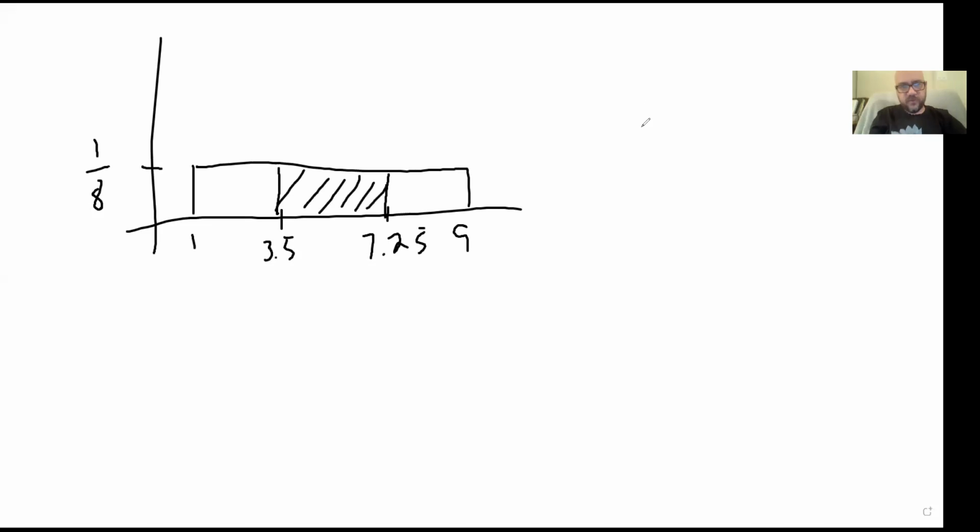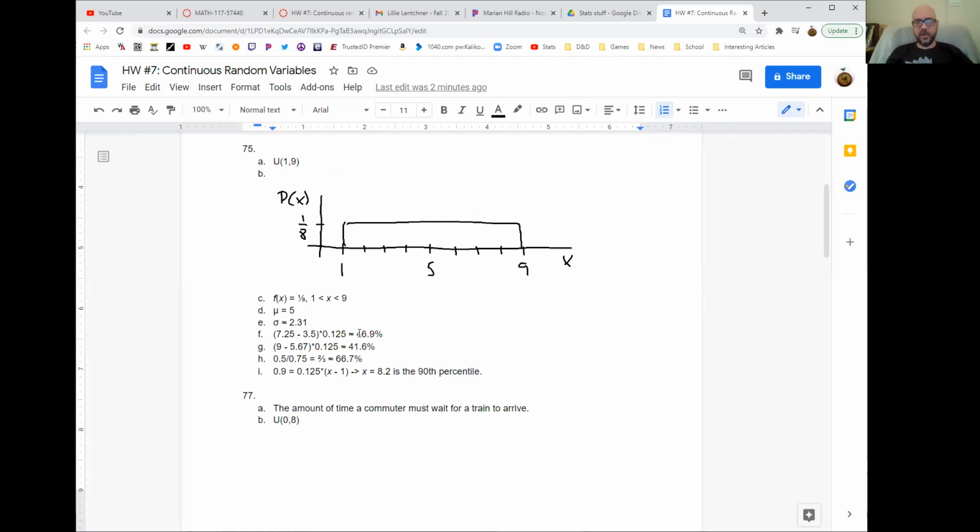area. So you have to ask yourself, how do I find this area? It's a rectangle, so it's base times height. So you do 7.25 minus 3.5, and you get 3.75. And you multiply that by 1/8 to get your area. And when you do that, it's not any nice number. It's some decimal. I don't remember what it comes out to be, so I wrote it down. 46.9%, about 46.9%.